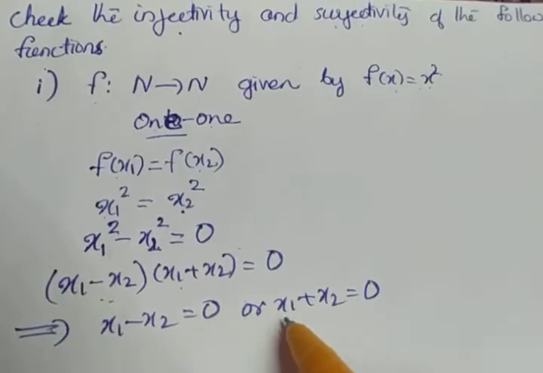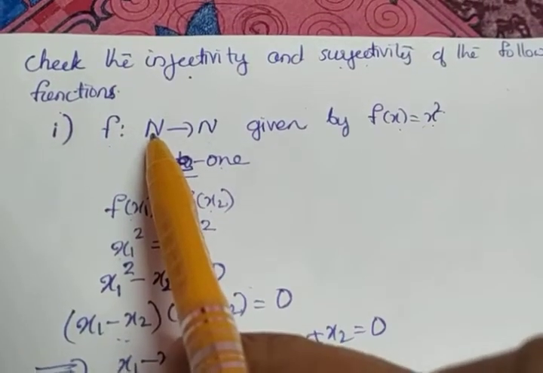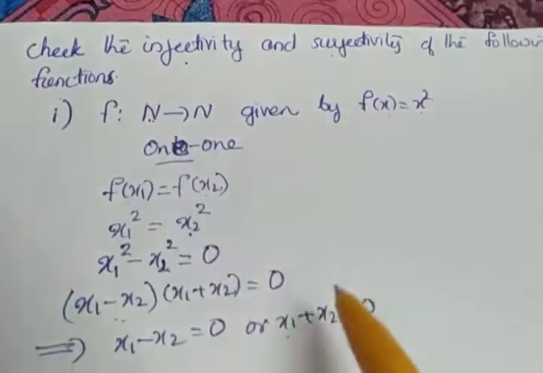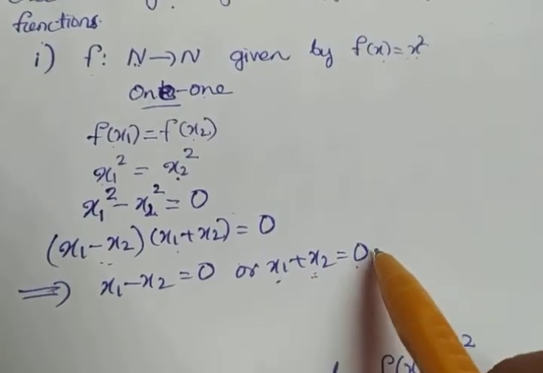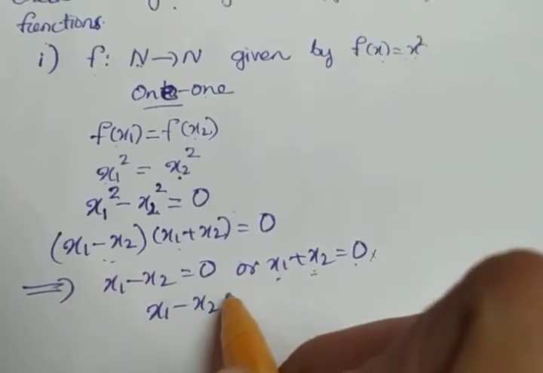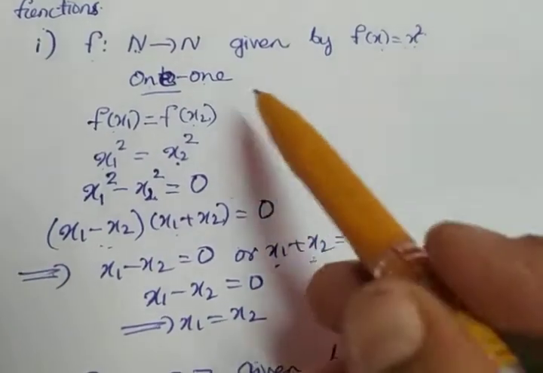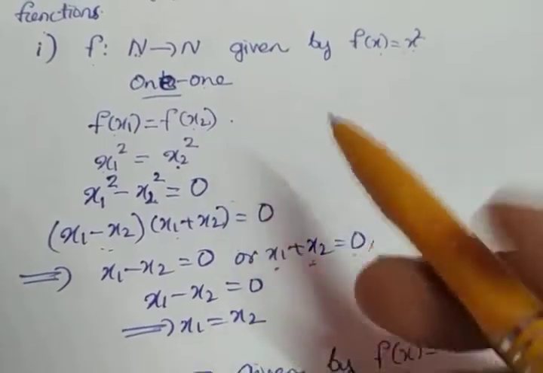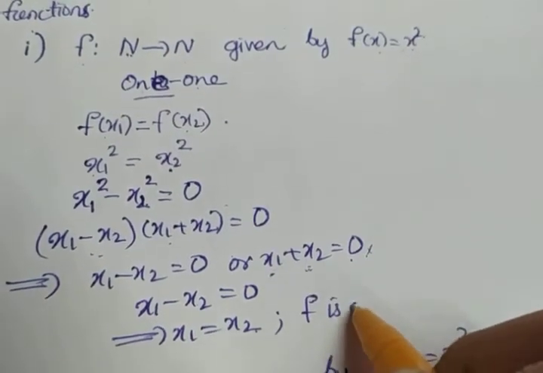What are x1 and x2? x1 and x2 are natural numbers, 1, 2, 3, 4, etc. So no two natural numbers give the sum as 0. So this is not possible. So the only possibility is x1 minus x2 equal to 0, which implies x1 is equal to x2. So what we took is f of x1 equal to f of x2, and what we got is x1 equal to x2, which implies f is one-one.